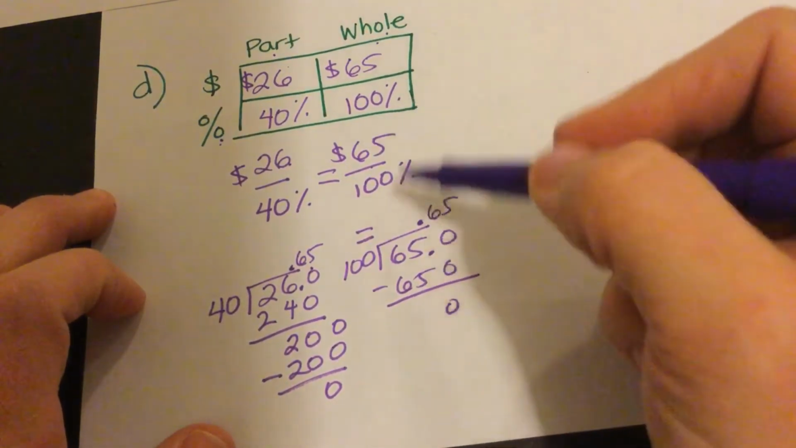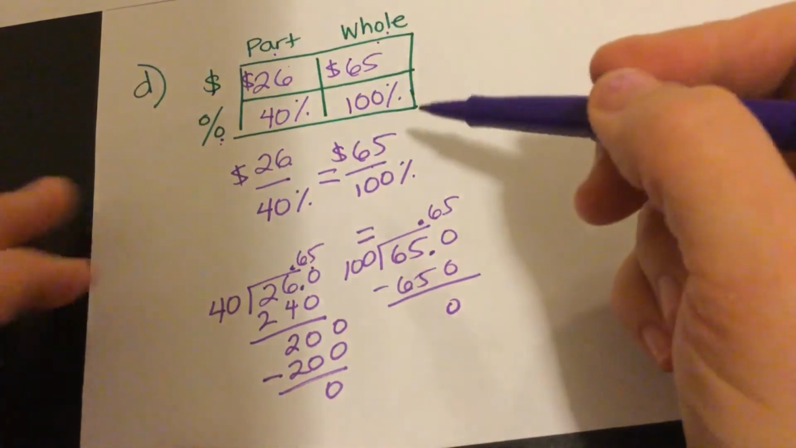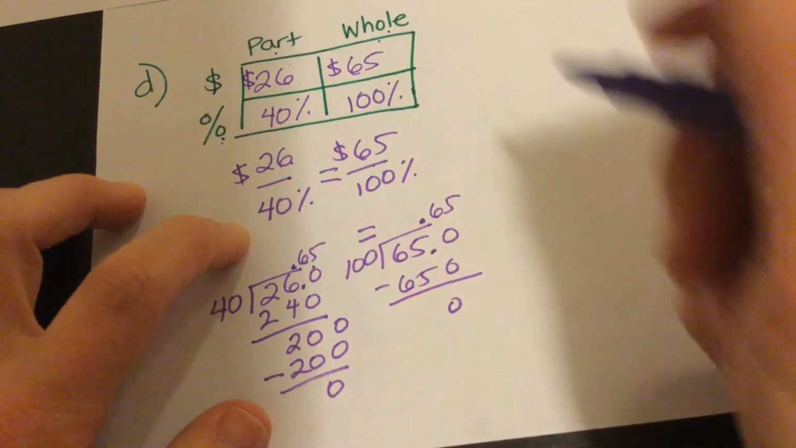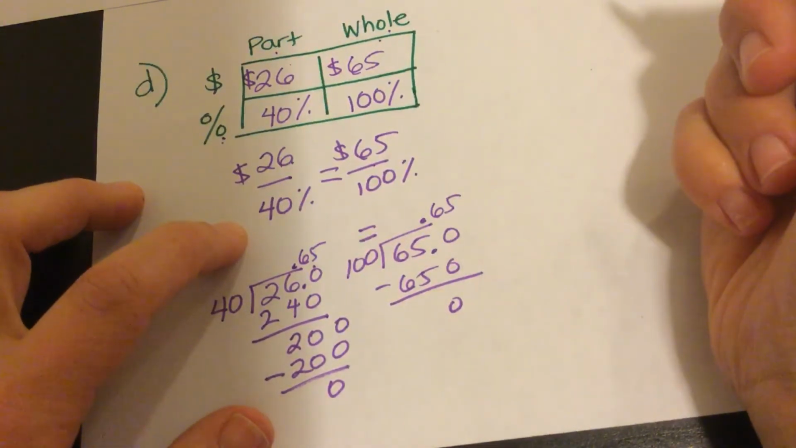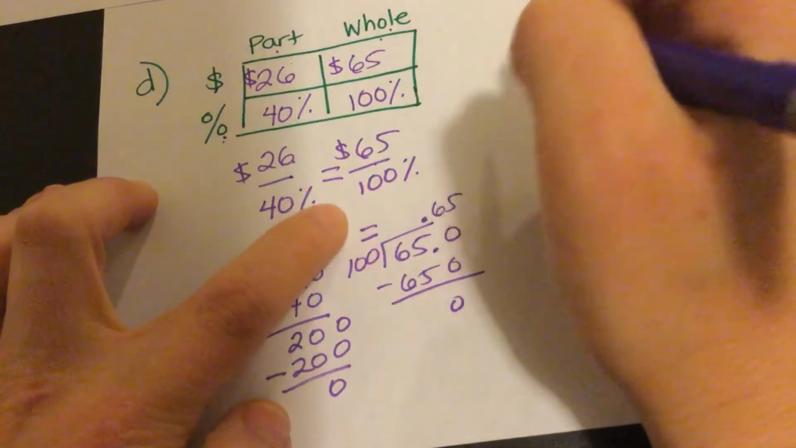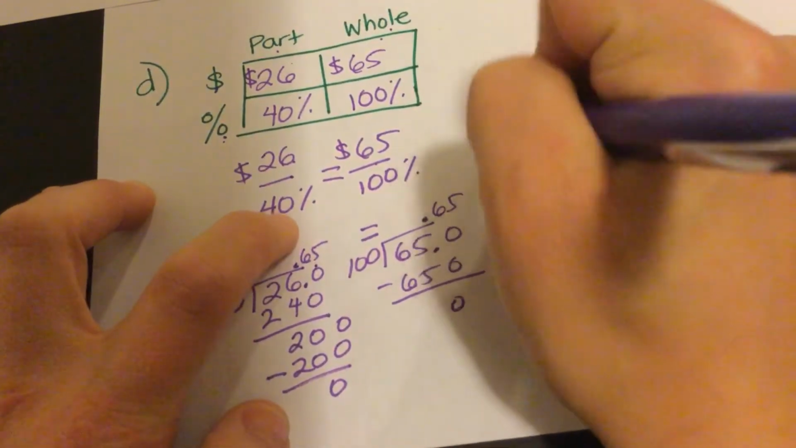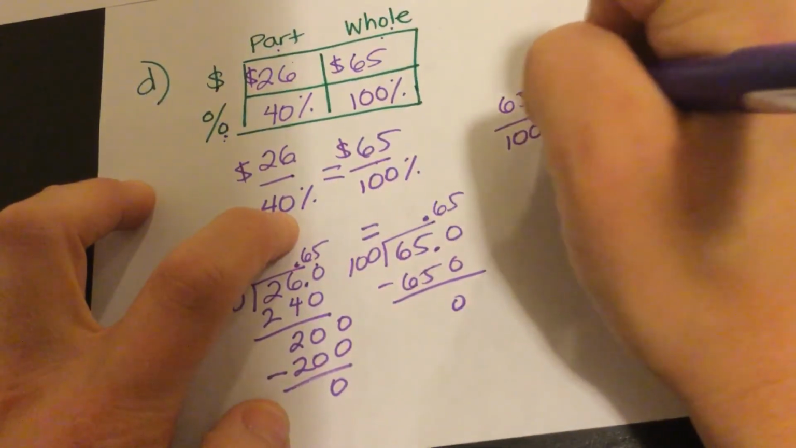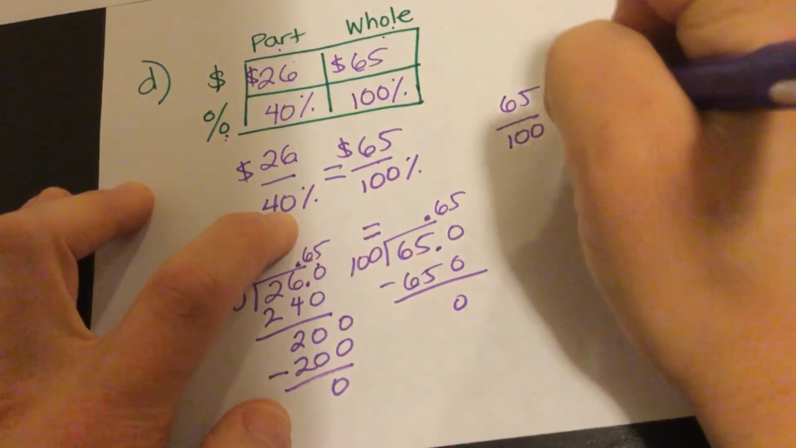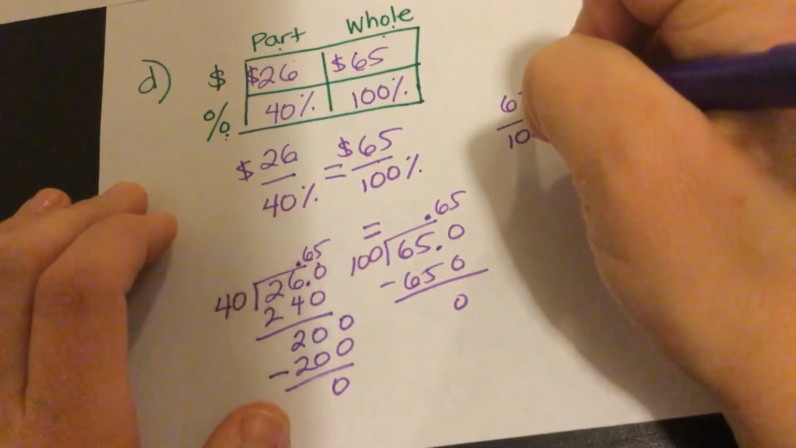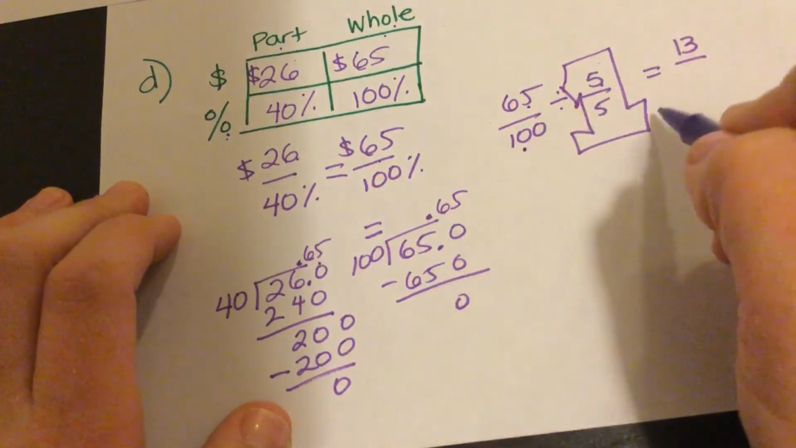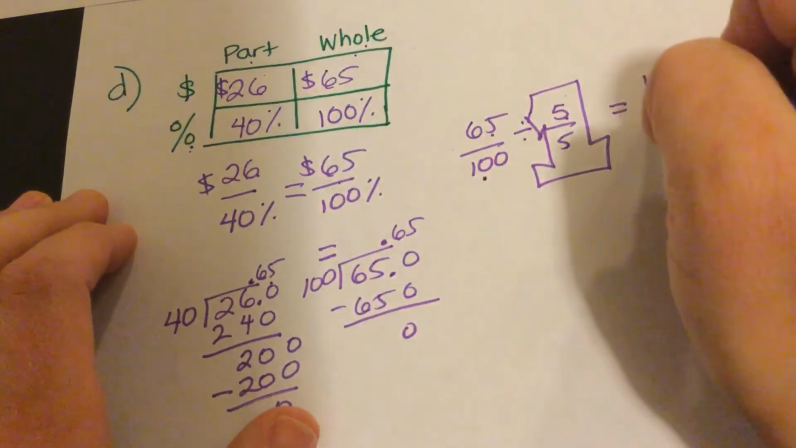That's one way to show that these two are equal. Another way would be to simplify one of the fractions, and then to see if you end up with the same amount using a giant 1. This is a strategy that we've used other times. So I'm going to simplify the 65 over 100. I know that 5 can go into 65 and into 100. So I'm going to be dividing by a giant 1, which would be 5/5. And 65 divided by 5 gives me 13. And 100 divided by 5 gives me 20.